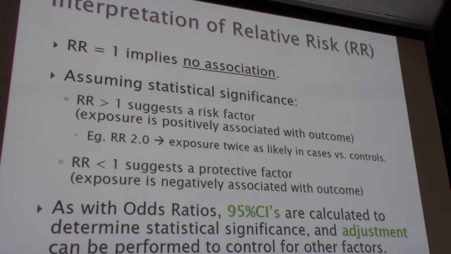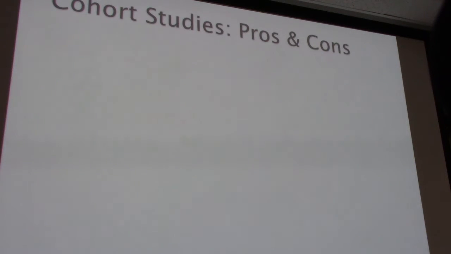So very similar to the odds ratio, if you have a relative risk of 1, that implies there's no association. If it's greater than 1, that means that you have a risk factor. If it's less than 1, you have a negative association or a protective factor. And we again look at the confidence intervals to judge statistical significance. And just like with odds ratios, we can do adjustments for other factors in statistical models.